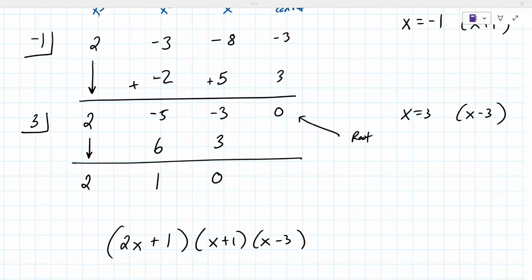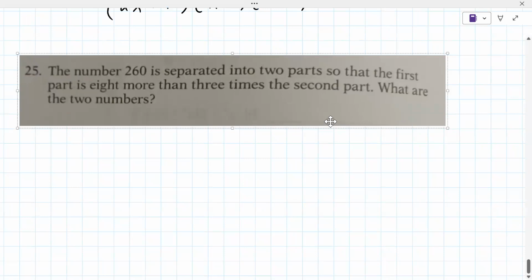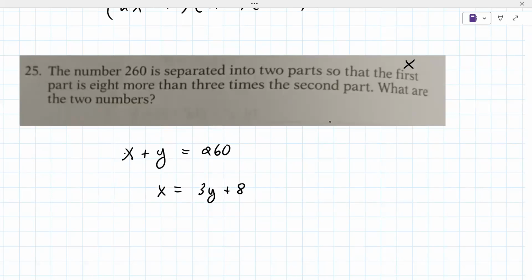Let me see if I can maybe set up these two word problems for you. All right, so the number 260 is separated into 2 parts. So we're going to say x plus y equals 260. We'll call the first part x. x is 8 more than 3 times the second part. So that's a system of equations that you can solve.